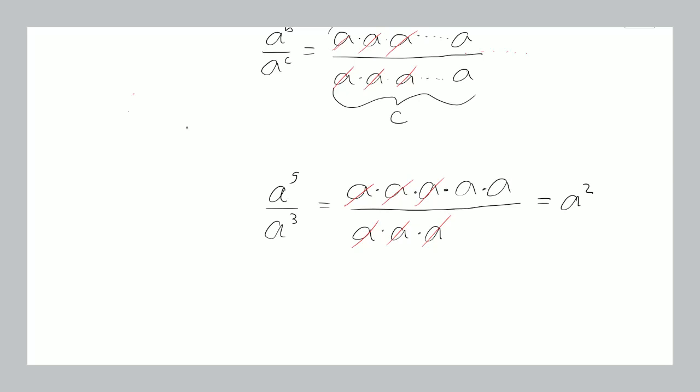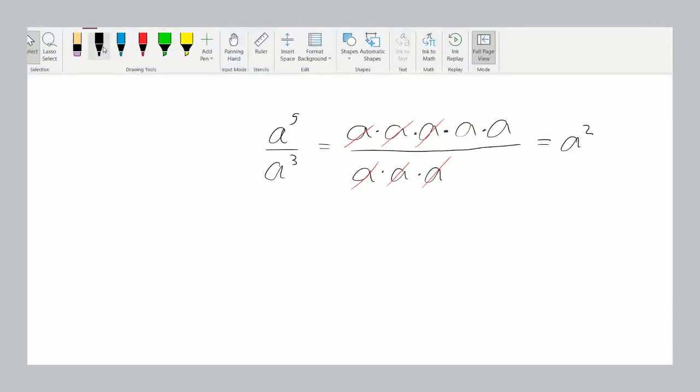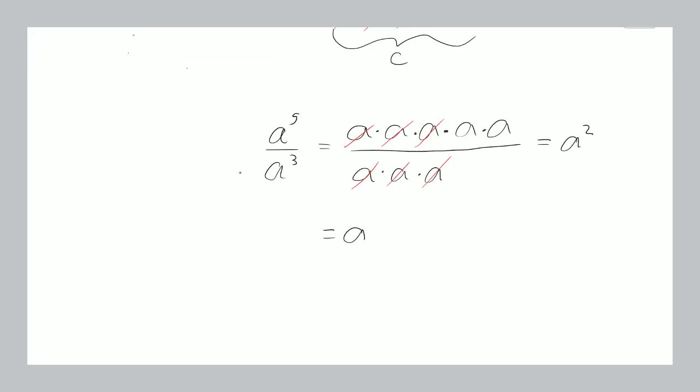Why are we only left with 2? Well, we had 5 on top, and 3 of those 5 are canceled out by the 3 in the bottom. The exponent of the denominator determines how many are canceled out, so we have 2 left, because 5 minus 3 is 2. Now, that's going to happen regardless of what our exponents are, whether it's 5 and 3 or some other number.